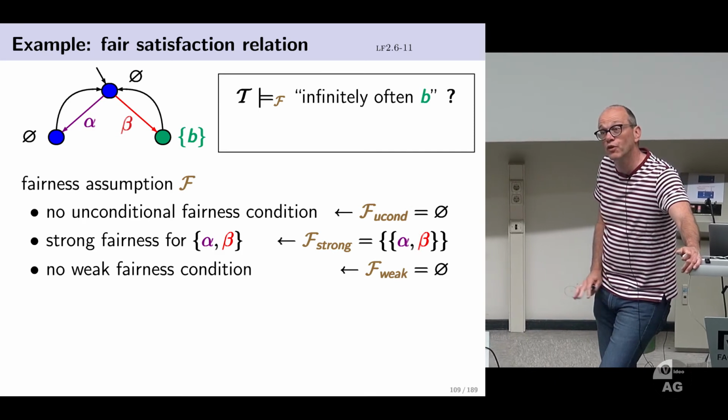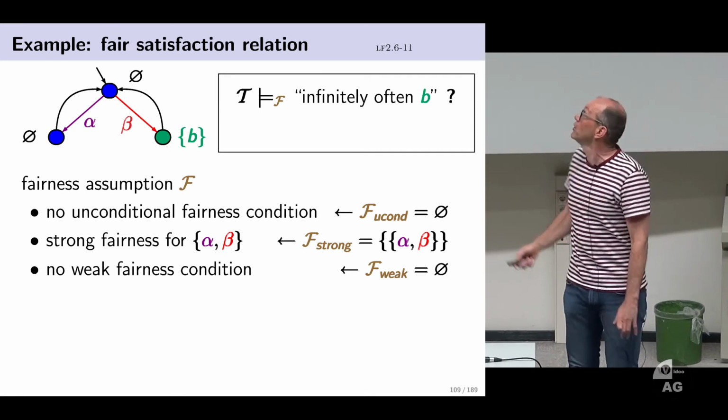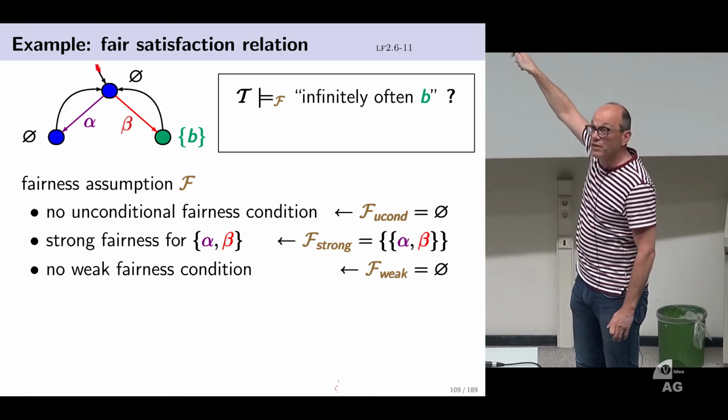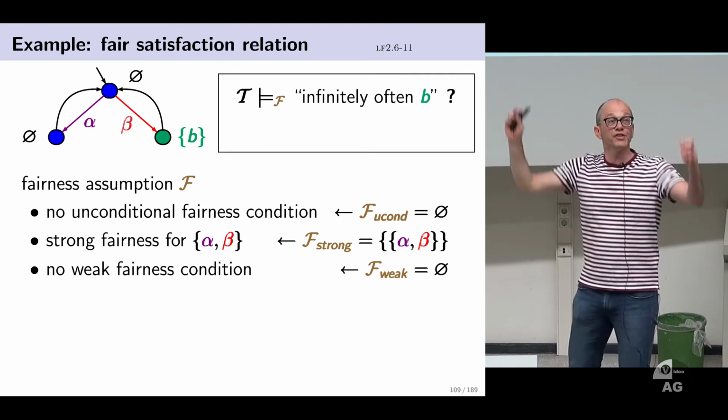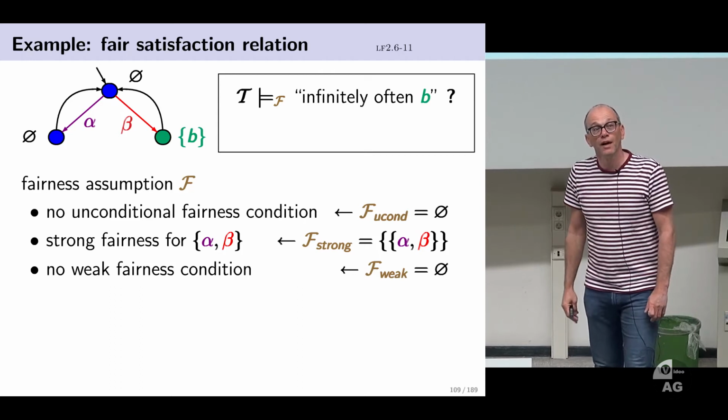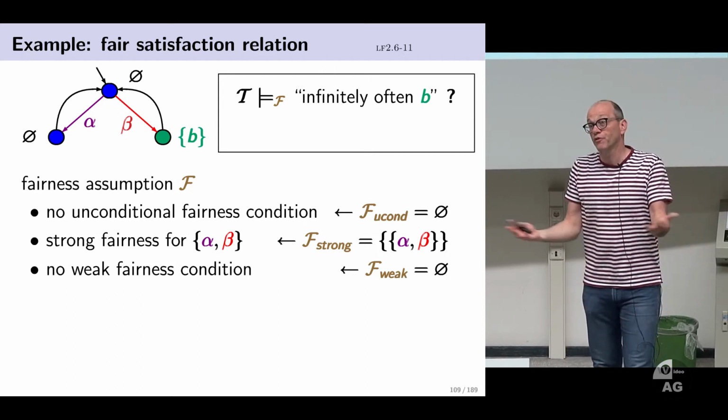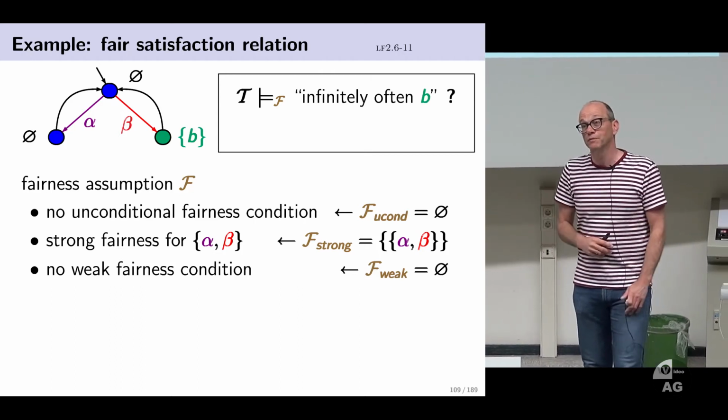Yeah. So I'm trying to look for some kind of fairness. Well, maybe you think it's not fair, because in the topmost blue state I can go left and I can go right, and I always decide to go left. I always ignore going right. Is this fair or not? Well, you may argue. Yeah?